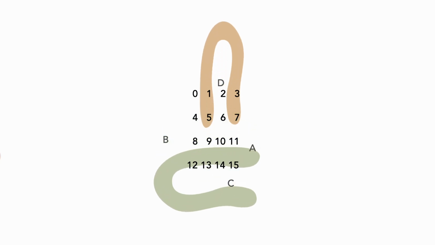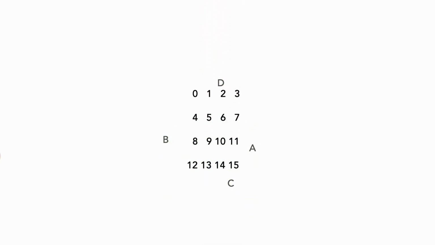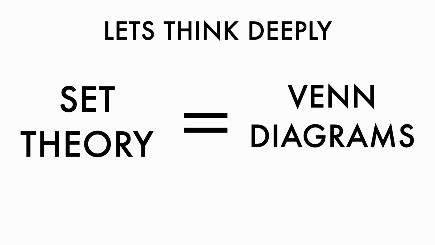Blob saved us this time. Circles have already betrayed us at 4 sets. What's to stop blobs from betraying us later? In math, "it works" is a dangerous attitude. We have to think deeply about the relationship between set theory and Venn diagrams.